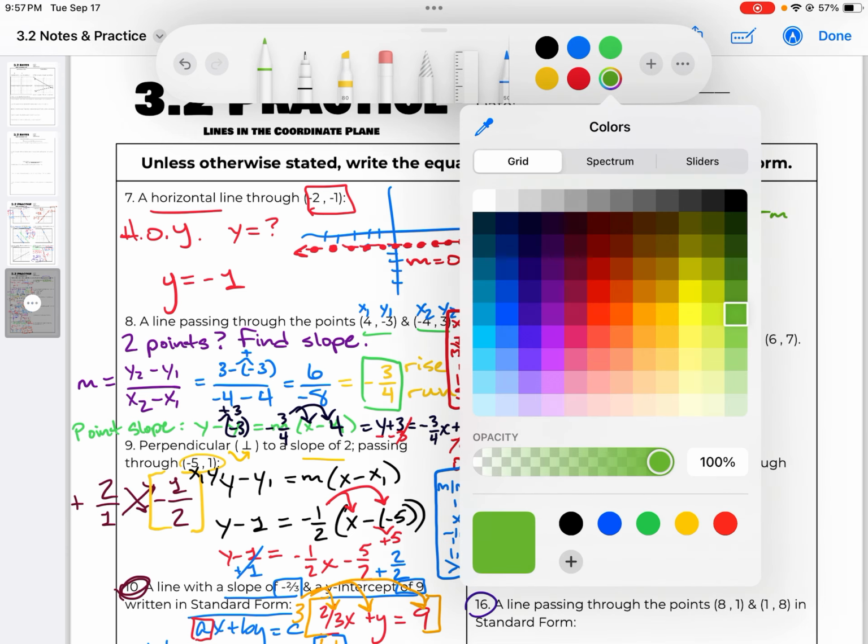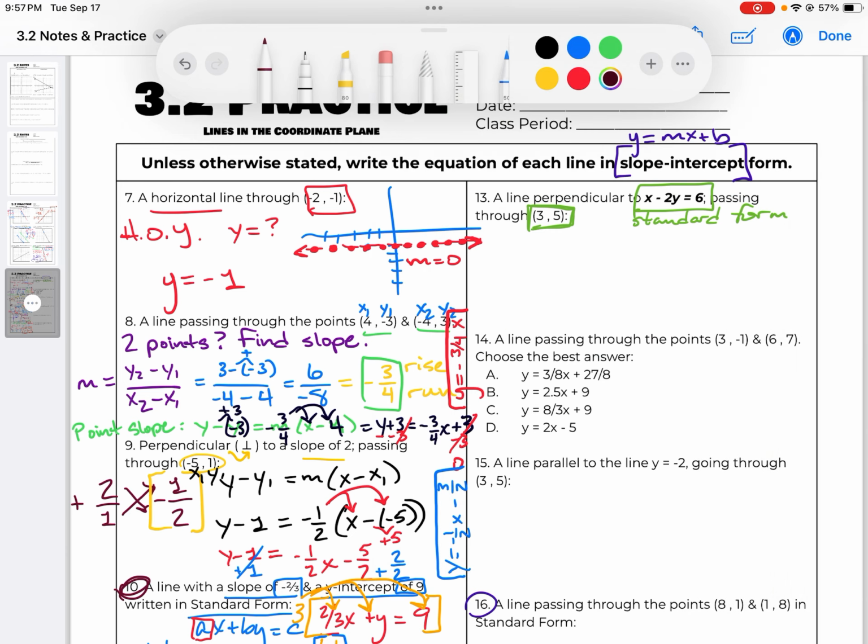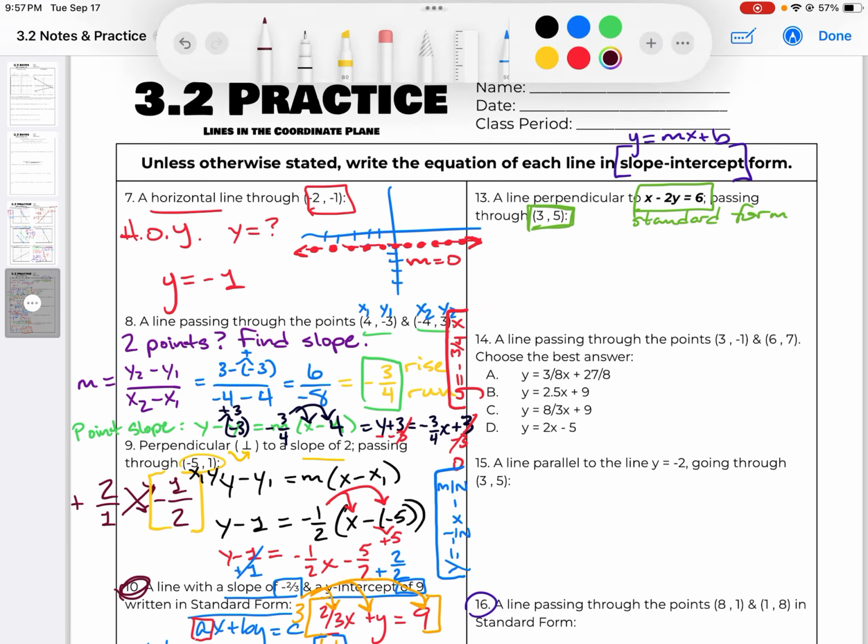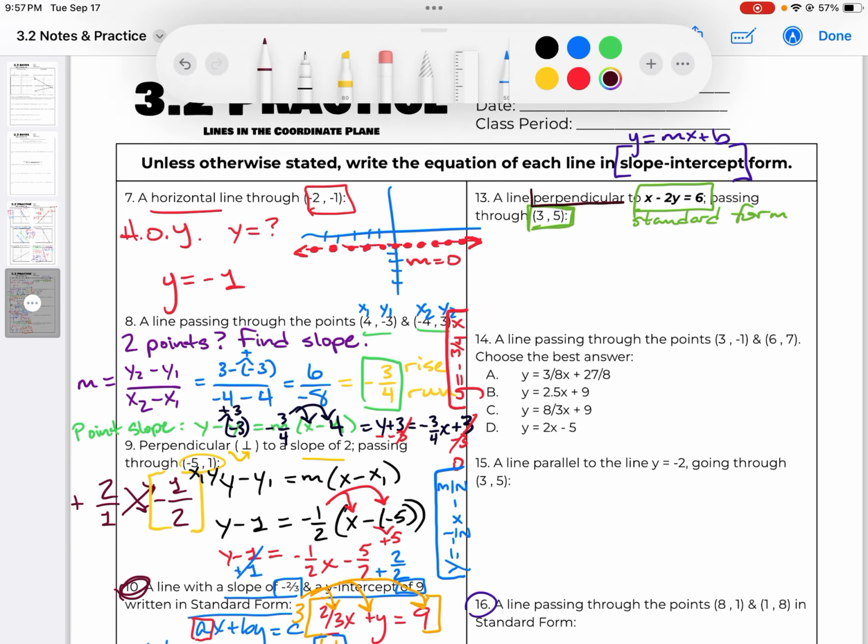As you work more and more of these, hopefully you start to recognize these same patterns about everything. But if the line is perpendicular, that means the slope is the negative reciprocal, which we said earlier means to flip the sign and flip the fraction.